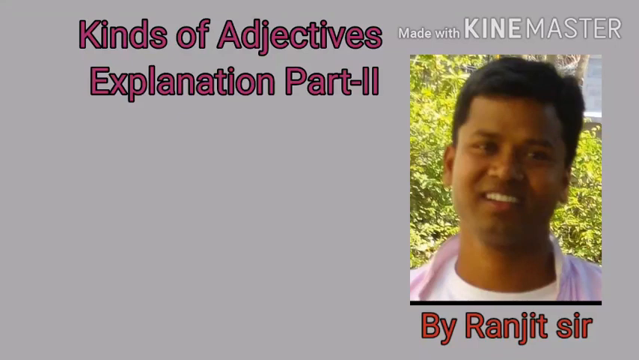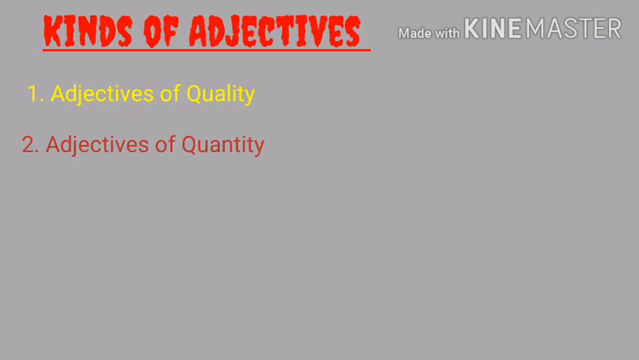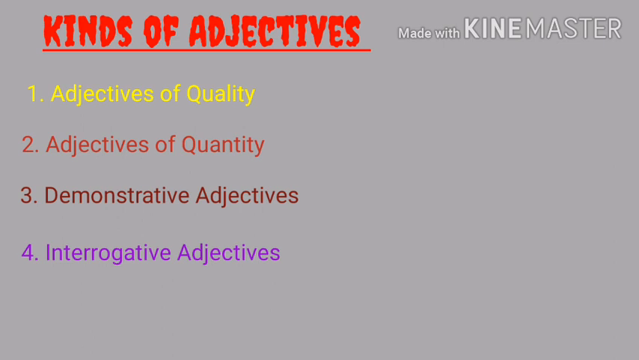In the previous video, we have dealt with what is adjective, kinds of adjectives like adjectives of quality, adjective of quantity, demonstrative adjectives, interrogative adjectives, and possessive adjectives. Today in this video we are going to see the remaining kinds of adjectives.